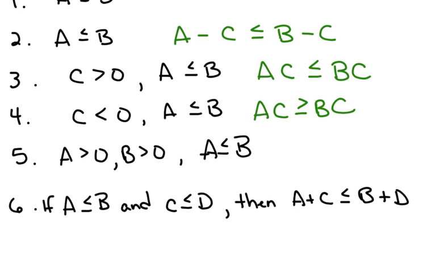If both of your values in an inequality are positive, then if you take the reciprocal of both sides, it will also change the inequality symbol. So although A was less than or equal to B, 1 over A has to be greater than or equal to 1 over B. And then the last one, if A is less than or equal to B and C is less than or equal to D, then if you add the two inequalities, then A plus C has to be less than or equal to B plus D.